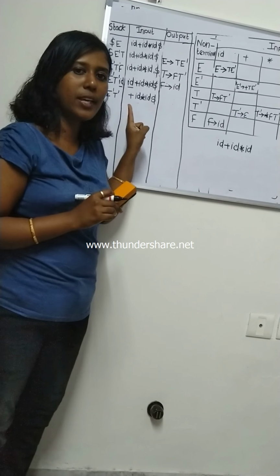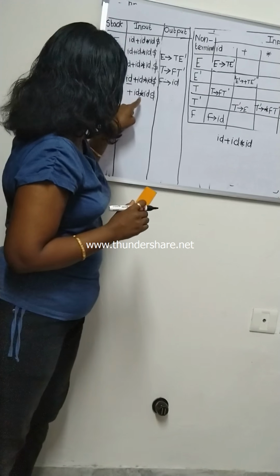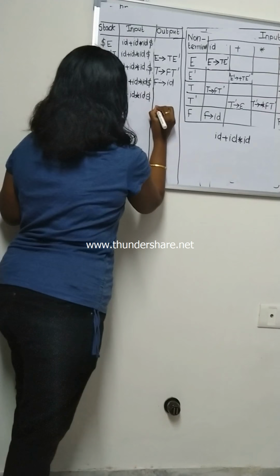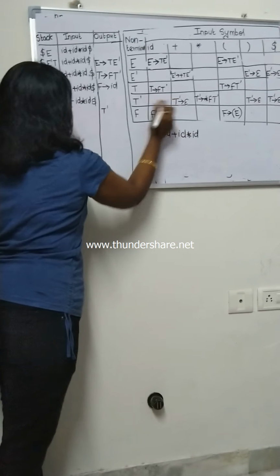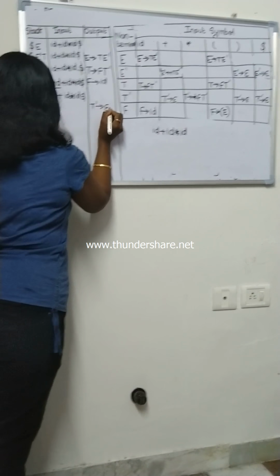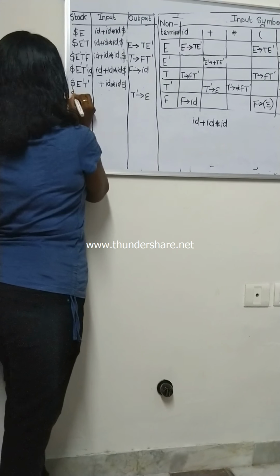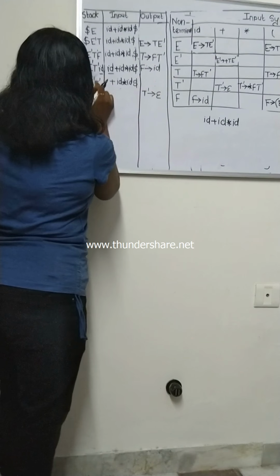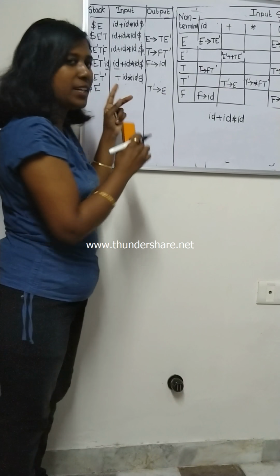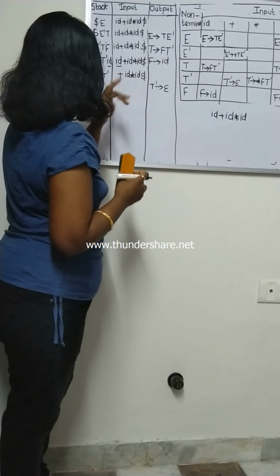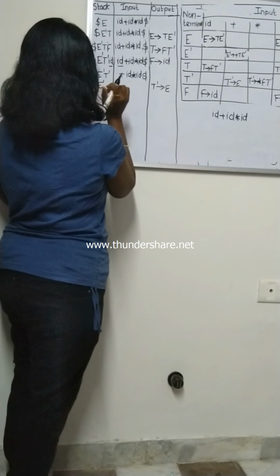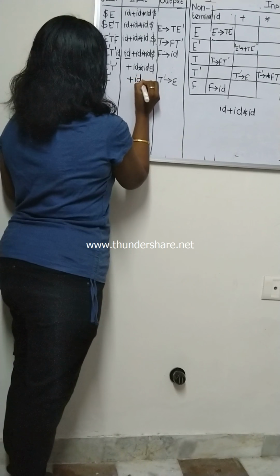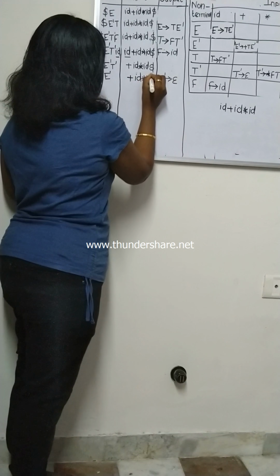Now we are going to check T dash row and plus column. T dash row plus column, that is T dash derives null value. So dollar T dash, if I put null value here instead of T dash, there won't be any value. So I am removing this, because it is null, I am not going to use any value here. So plus ID star ID dollar.